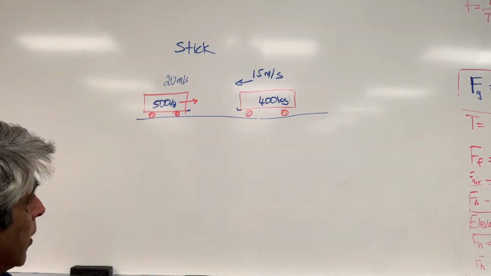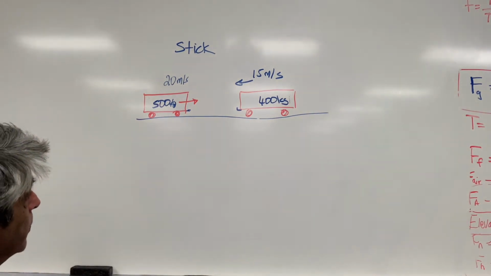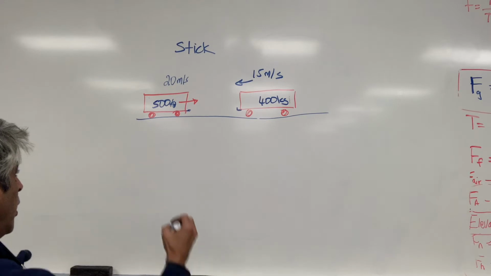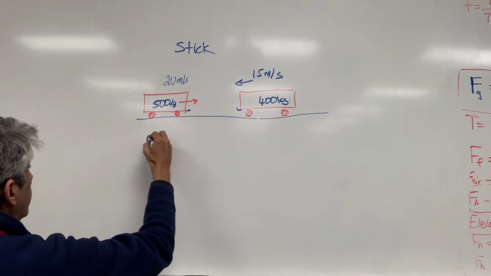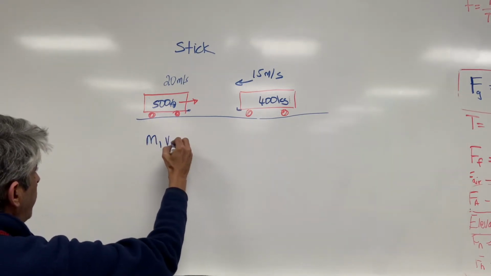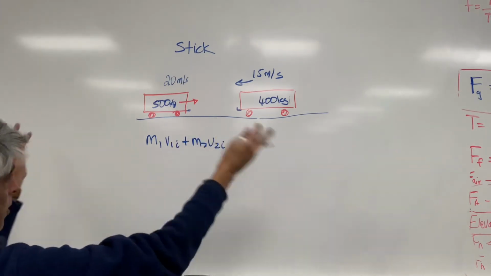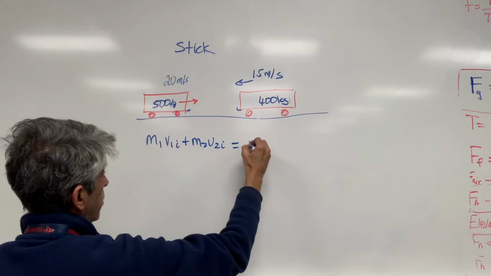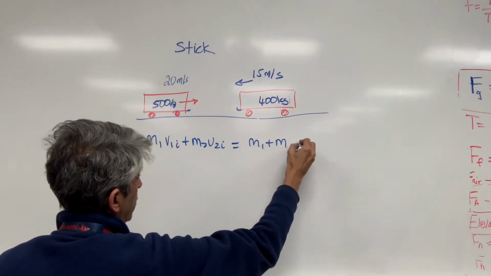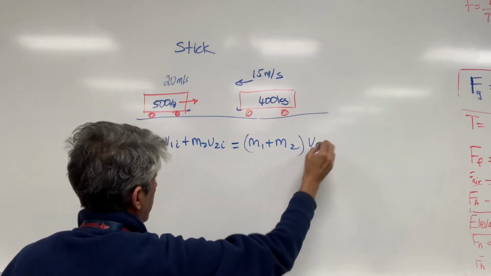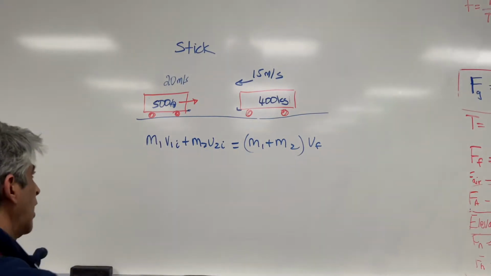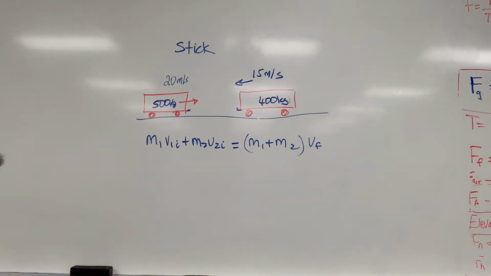What is going to be the final velocity? If you remember our equation before, momentum before, m1 v1 initial plus m2 v2 initial, that's the momentum before the collision, is going to equal m1 plus m2 times vf. Again, we're using this combined together because they stick together after they collide. And so if you want, you could pause the video and try to solve for it on your own to find what their final velocity is.